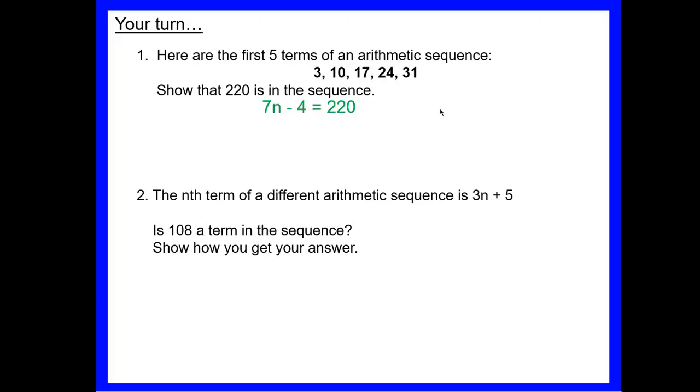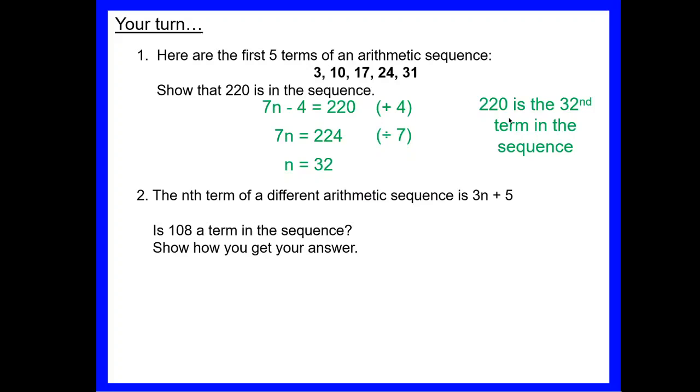To solve it, we need to add 4 first of all to both sides. We get 7n equals 224. Then, to get rid of a times by 7, we're going to divide both sides by 7. n is 32. So 220 is the 32nd term in the sequence. So a nice whole number. When it says show that it is, then we know that we should be expecting a whole number here, but it's good to write it out as a sentence at the end.